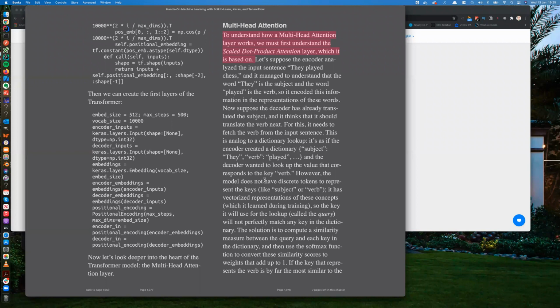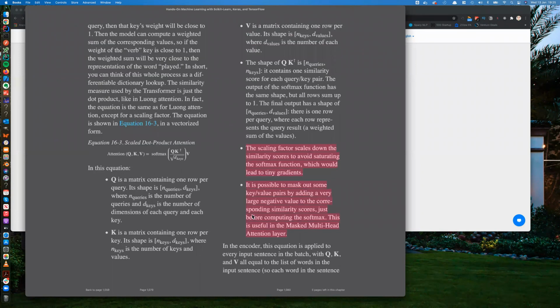However, the model does not have discrete tokens to represent the keys like subject or verb. It has vectorized representations of these concepts, which it learned during training. So the key it will use for the lookup, called the query, will not perfectly match any key in the dictionary. The solution is to compute a similarity measure between the query and each key in the dictionary, and then use the softmax function to convert these similarity scores to weights that add up to 1. If the key that represents the verb is by far the most similar to the query, then that key's weight will be close to 1.